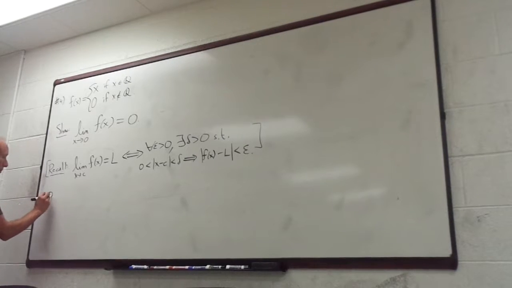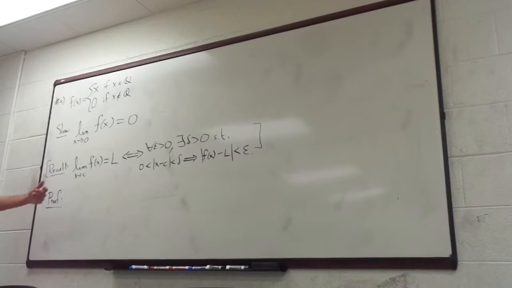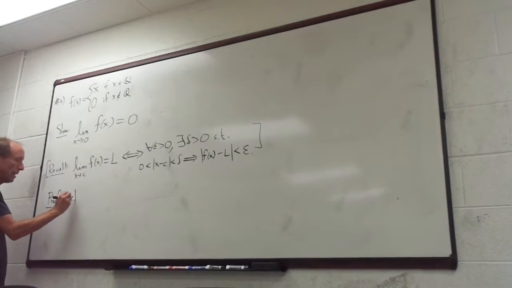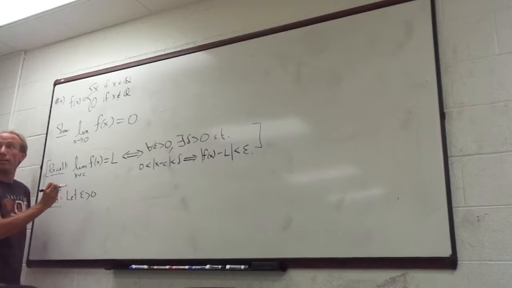Okay, so for the proof then, this one is just a straightforward proof. It's actually a very straightforward proof. So we're going to need to start with an epsilon greater than 0. This is kind of our rubber stamp. Let epsilon.